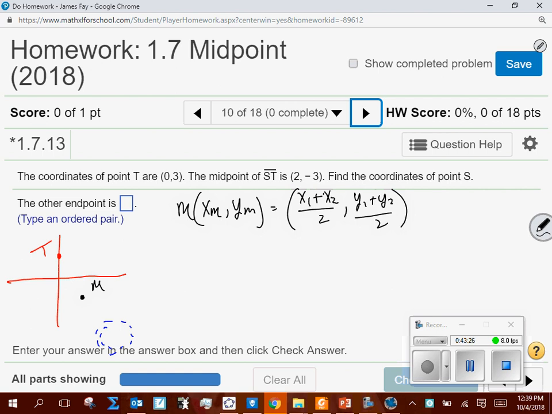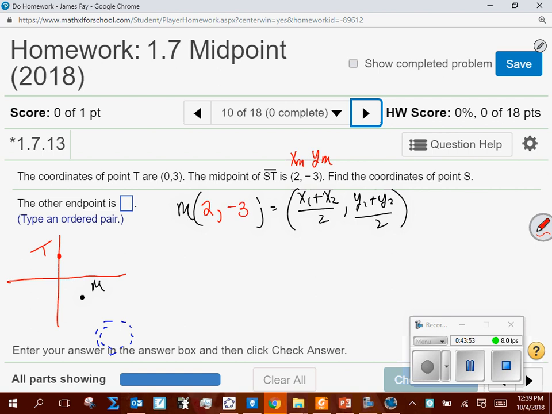You have to give me 3, 2 back, don't you? That's the only ordered pair that's equal to 3, 2. Using that logic then, if I plug in the midpoint information here, the midpoint information, this is my x sub m and this is my y sub m, right? Let's plug that in. Let's plug x sub m as 2 here, and y sub m as negative 3.